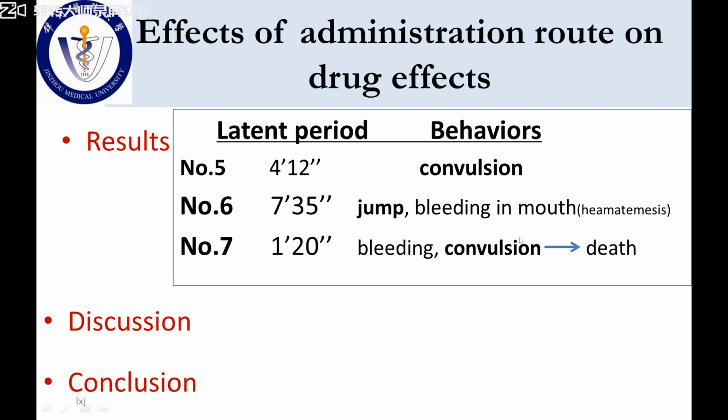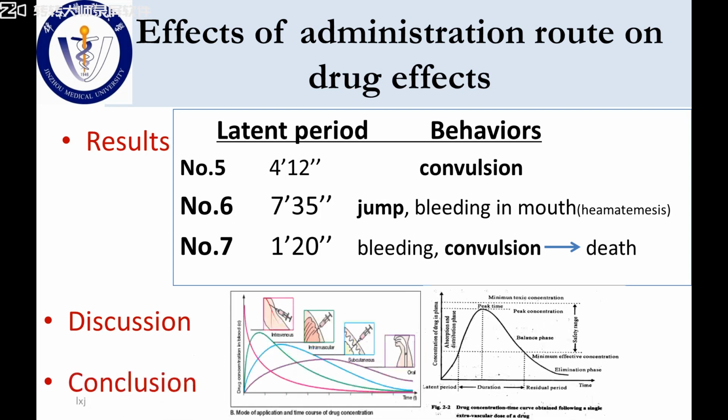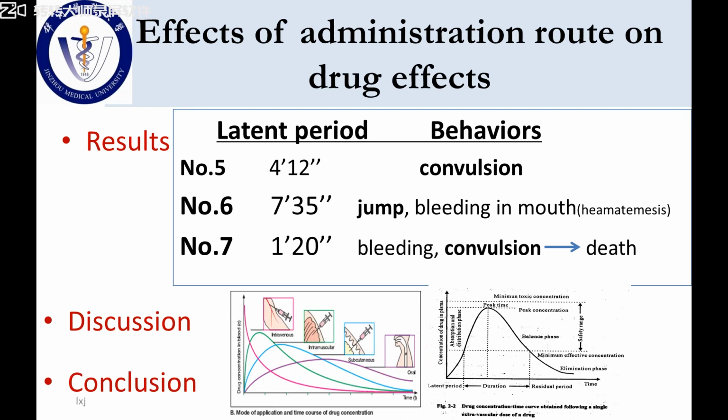So based on these results, can you explain? Actually, just now I explained a little. These mice are administered nicotinamide by different routes of administration. Do you still remember these 2 figures? Different routes of administration have different rate and extent of absorption. This figure shows you what's the difference between them.